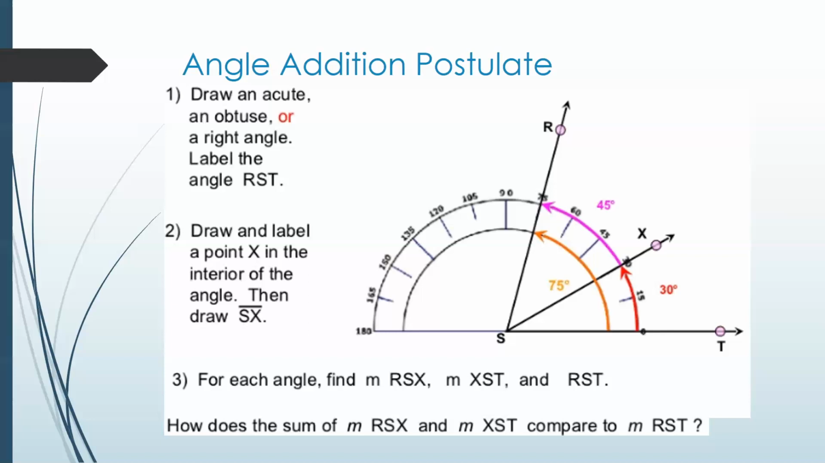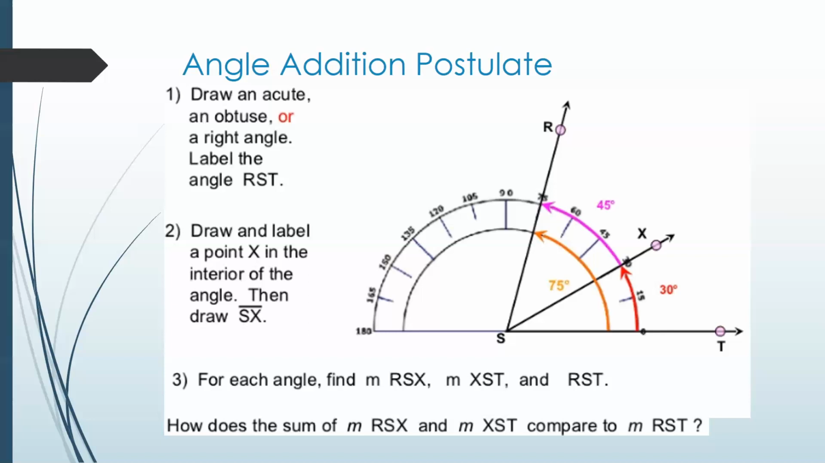So in my example up here on the board, my whole angle was 75 degrees. The first little angle I found was 30. The second one, which is what you just found, was 45.